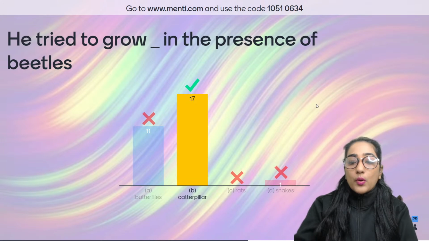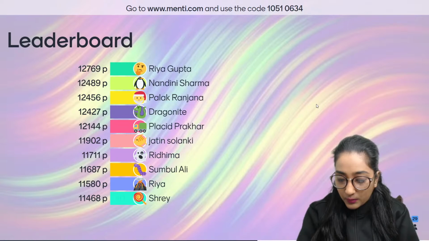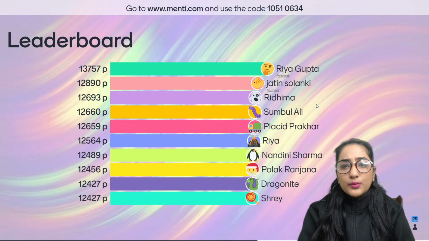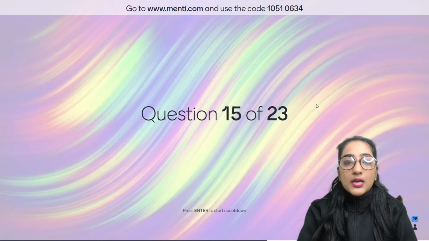Now we are moving ahead. Here we are. Leaderboard, here it is. Riya at the very first position, you're the fastest one, and then Jatin is the fastest one again. Ridhima, Sumbul, Placid, Prakash, Riya, Nandini, Palak, Dragonite, and Shrey. Now the next question, everyone. Question number 15 on your screen, everybody.